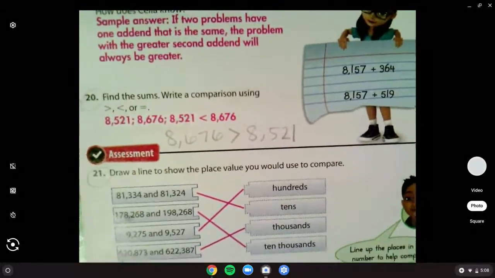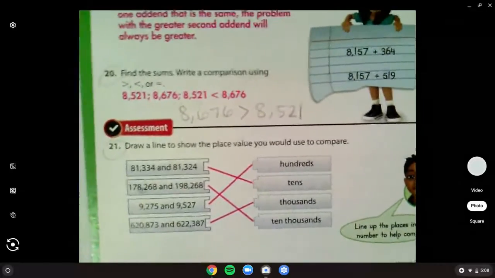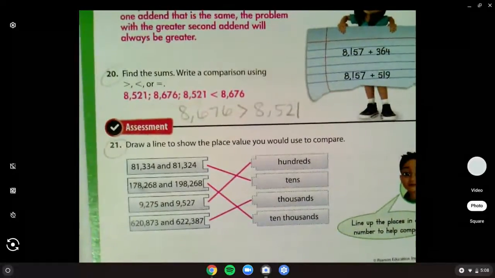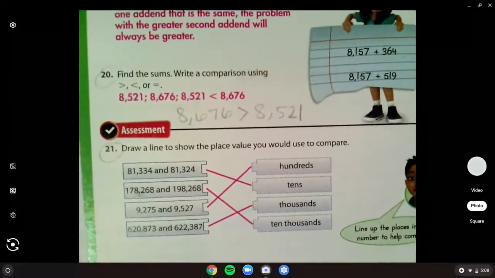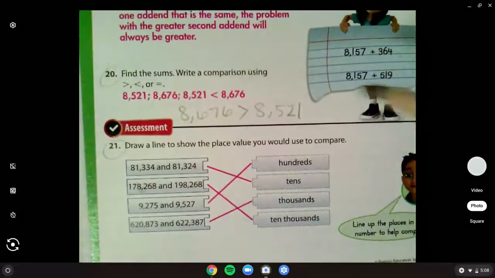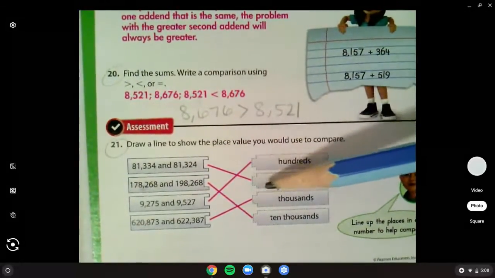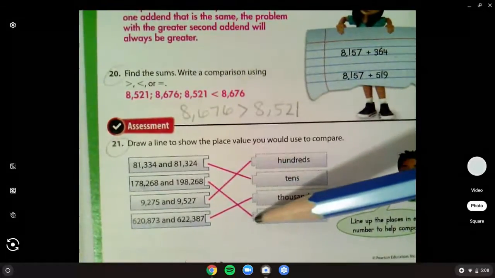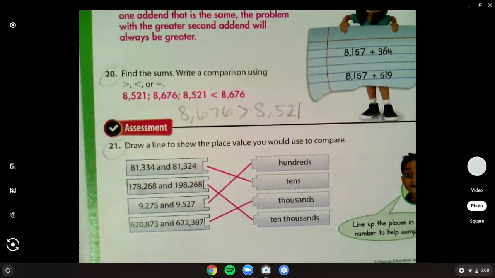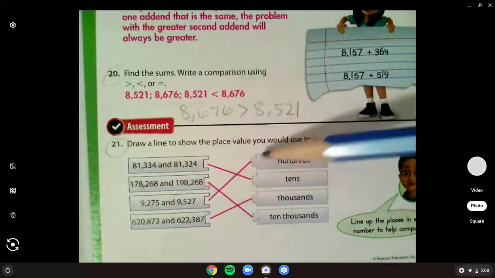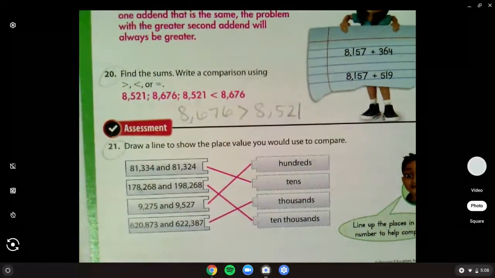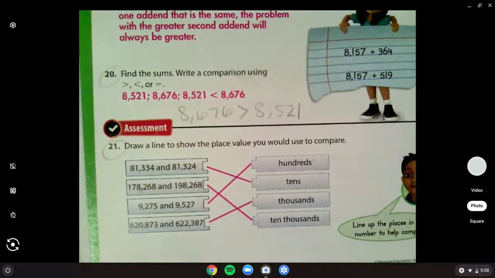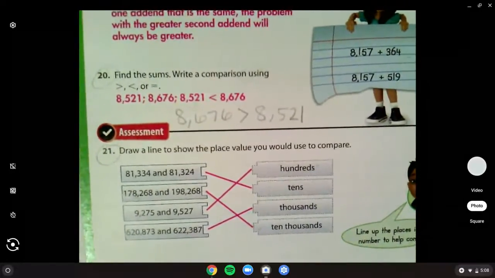All right. In number 21, they want you to draw a line to show the place that you would use. It's like on the front side how you wrote the name. This time you just drew a line. So for our first one, you would use the tens to compare. For the second one, you would use 10,000s. For the third one, you would use that hundreds place. And for that last one, we would use 10,000s place.